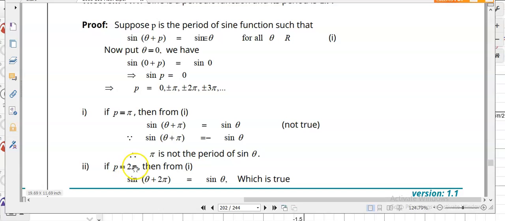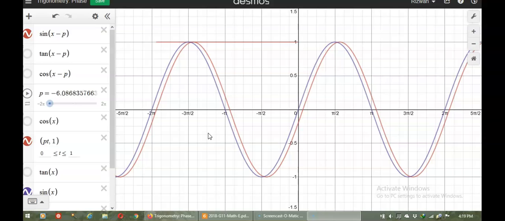If we put p equal to 2 pi, that is sine of theta plus 2 pi, its value will be equal to sine theta, which is true. That means the periodicity of the sine function will only be at plus or minus 2 pi. We can see this in the graph that shows us an animation. Here you can see two sine waves. One in blue is constant, and the red one is moving. After only the 2 pi interval, it will superimpose again, showing that after the 2 pi value, sine theta will have the same value.